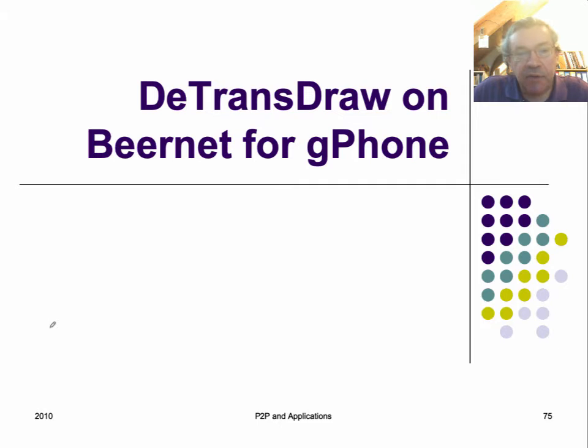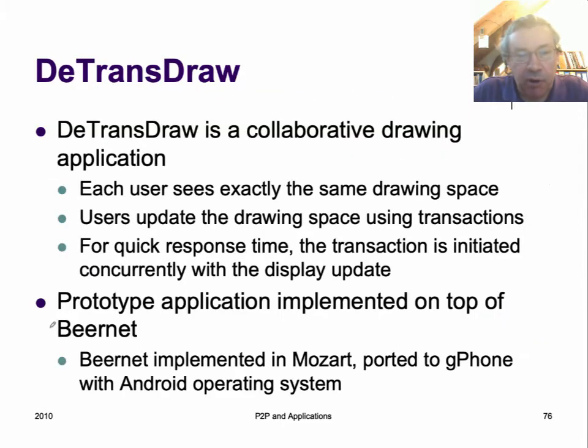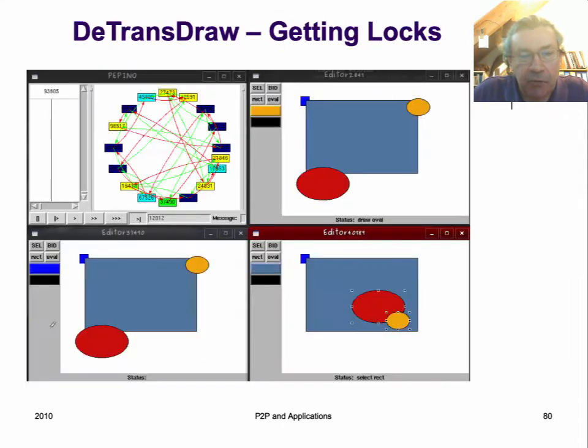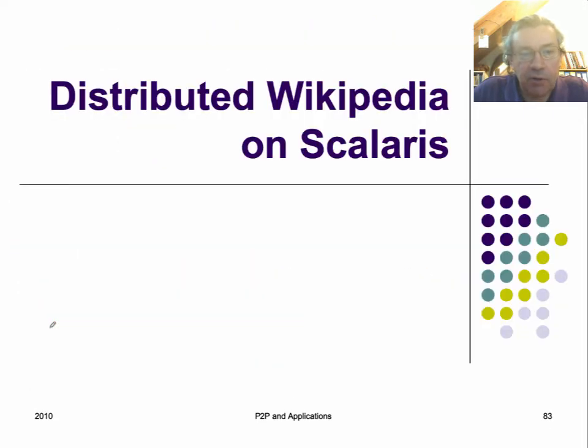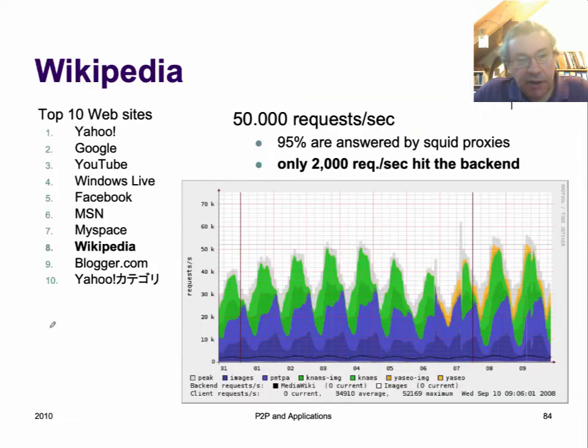So let me explain this. We did one application called dtransdraw, which is a collaborative drawing application on BeerNet. But let me not talk about that one. Let me just talk about the distributed Wikipedia, which is the application we did on Scalaris.